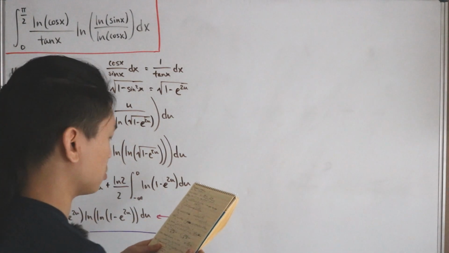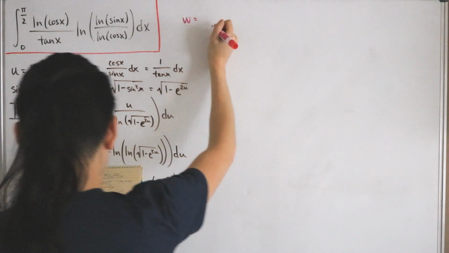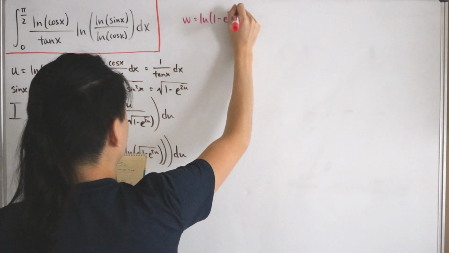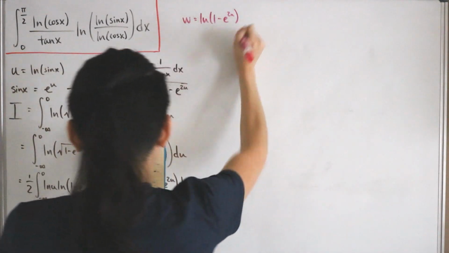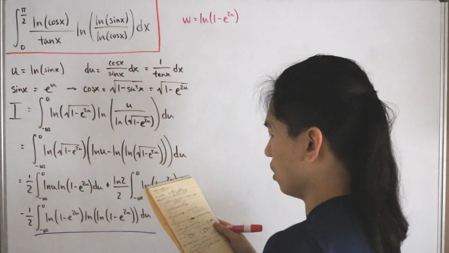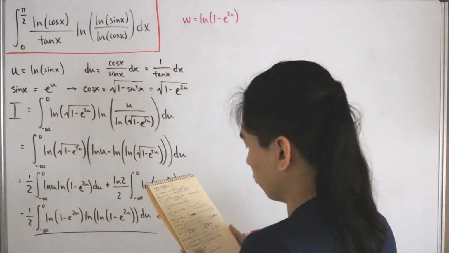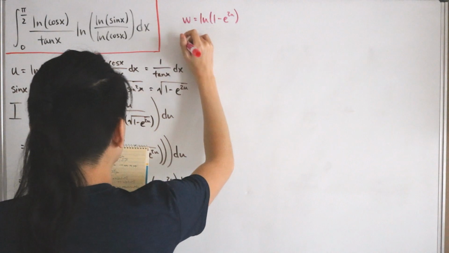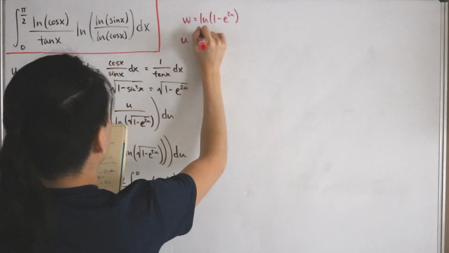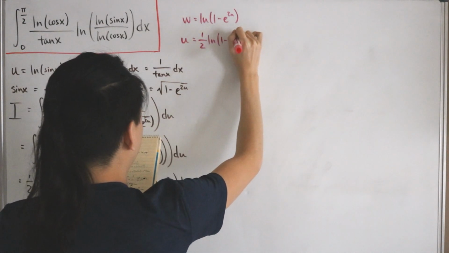To evaluate capital A, we're going to apply some u-substitution. I'm going to use w for our new variable. So we'll let w equal the natural log of 1 subtract e to the power 2u. Now I have to solve for u by itself so we can substitute that back in. It's not only because of that, but because we have a du differential, which makes simplifying things a little easier. So that'll be the easier method to go with. Solving everything for u on its own, we'll have 1/2 multiplied by ln of 1 subtract e to the power w.